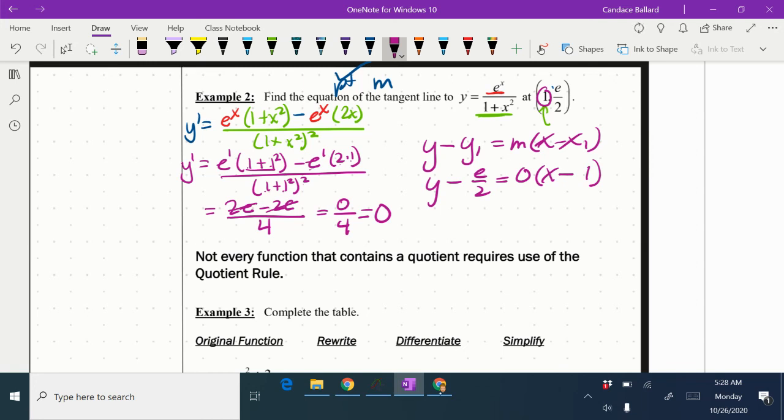You may see them write it out a little bit more. We know that this side here is going to actually be 0. So it'd be y minus e over 2 equals 0. And then I could add that e over 2 because remember, e is just a number. So it's really the number e over 2 to the other side.